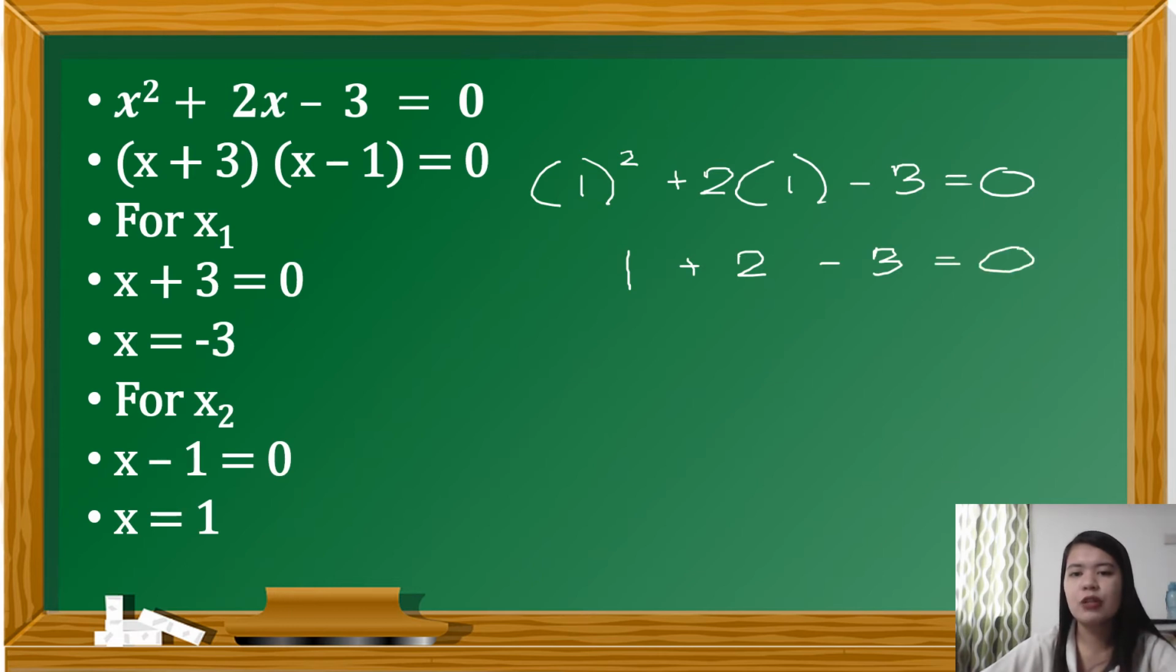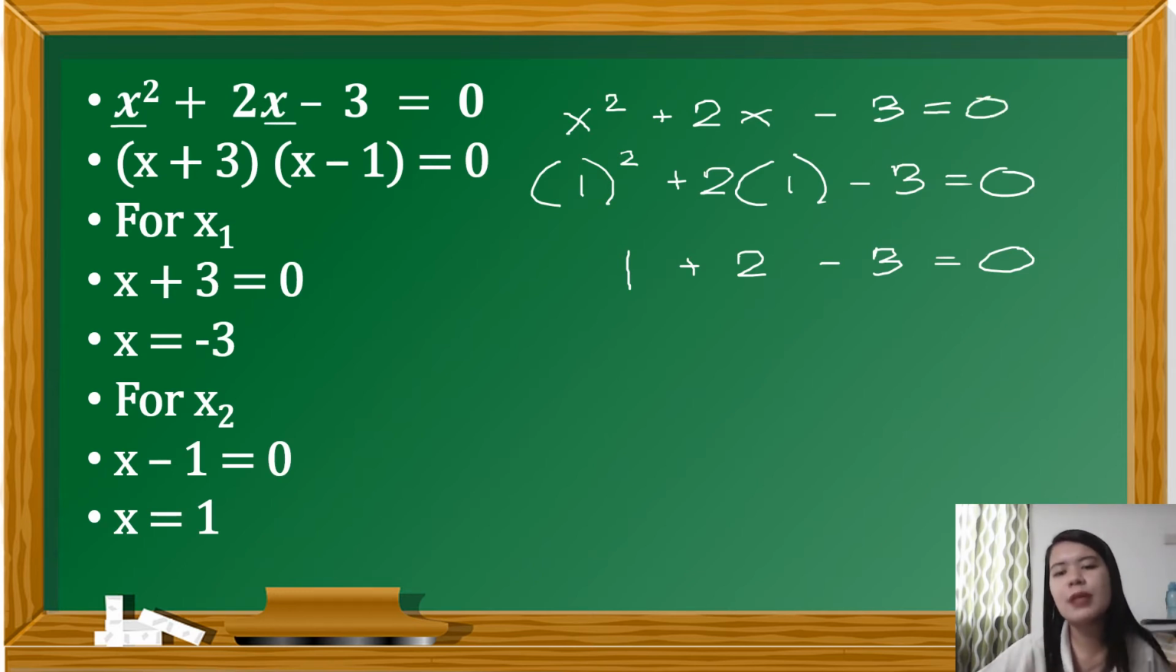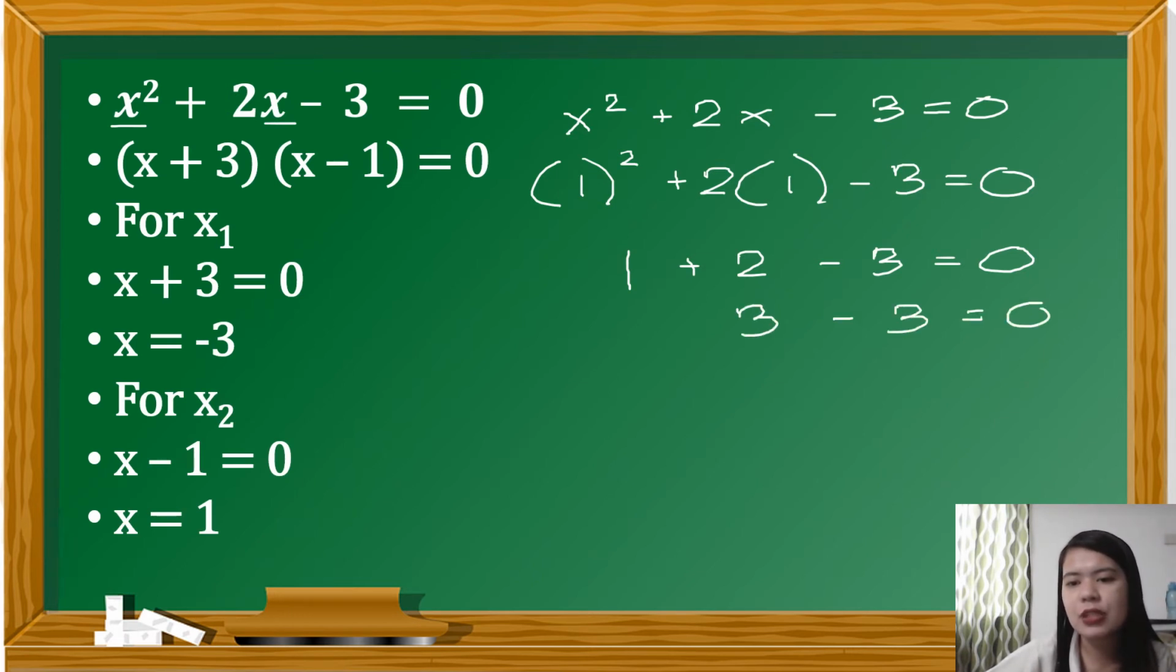Bakit ito naging 2? Because 2 times 1. Bakit ito 1? Kasi 1 squared. Pinapalitan lang natin ang values ng x. Sa halip na x squared plus 2x minus 3 equals 0, ang pinapalit natin ay yung 1 mismo. So let's continue. 1 plus 2 is 3. Minus 3, is it equal to 0? 3 minus 3 is 0. So 0 is equal to 0. Meaning x equals 1 is correct.